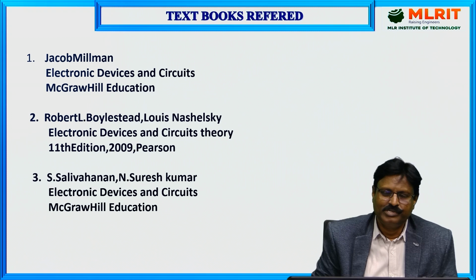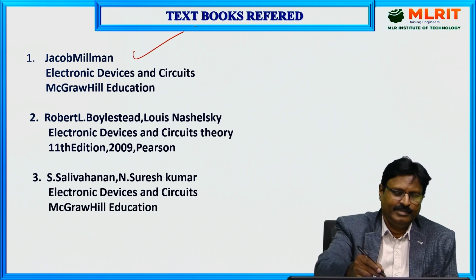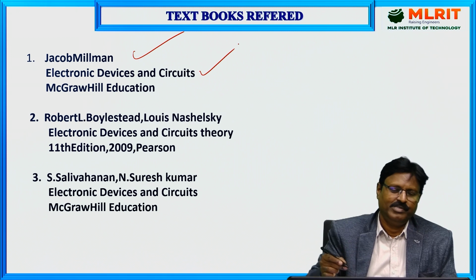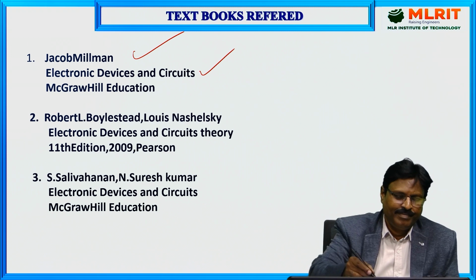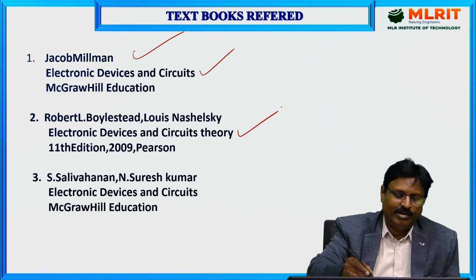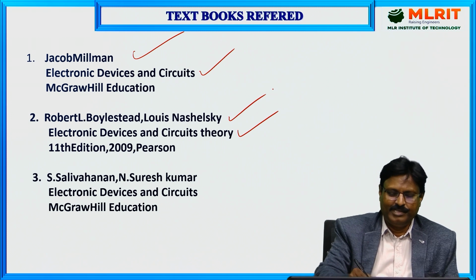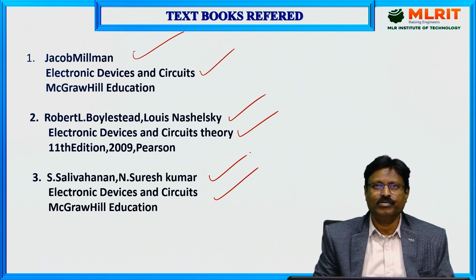The textbooks referred to are, as you can see, Jacob Millman, titled Electron Devices and Circuits, and another by Jacob Millman, titled Electronic Devices and Circuit Theory. Others are Boylestad and Nashelsky. And finally, the third book is Electronic Devices and Circuits by Salivahanan and Suresh Kumar.